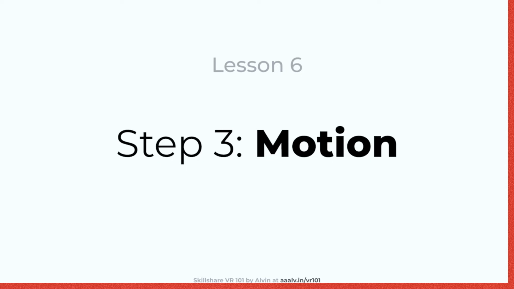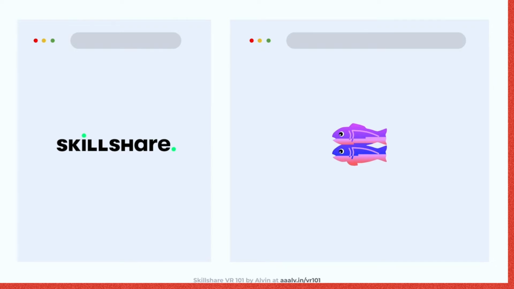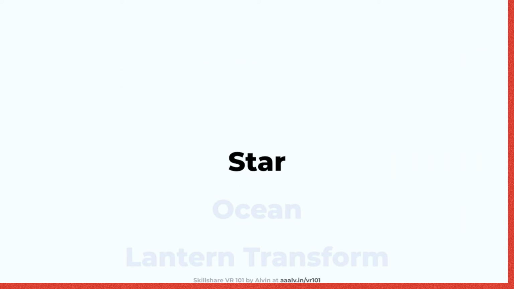Welcome to lesson 6. In this lesson, we'll start adding motion to your scene. Start by navigating to this URL, alvin/vr101/step 3. This will open up a new project in Glitch. Like before, I suggest placing your Glitch and Skillshare windows side by side as shown here.